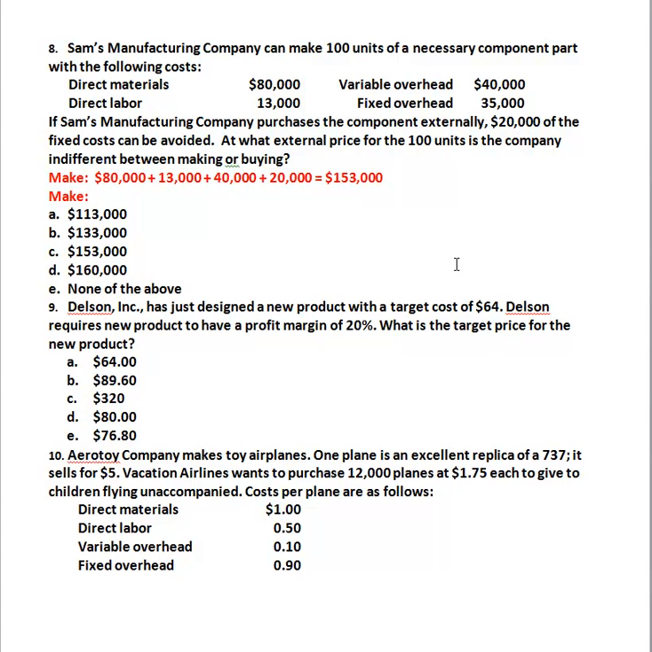So if you want a formula for your relevant cost to make, it's going to be direct materials plus direct labor plus variable overhead plus any avoidable fixed overhead. And the information in the problem should somehow tell you about the avoidable fixed overhead. Obviously, your relevant cost to buy is just whatever it costs you to purchase. It's fairly simple.